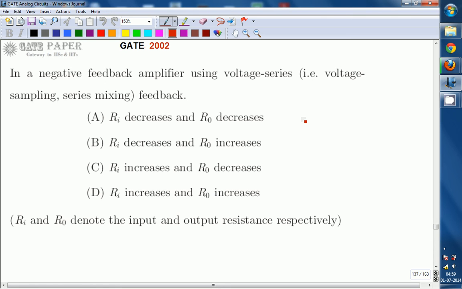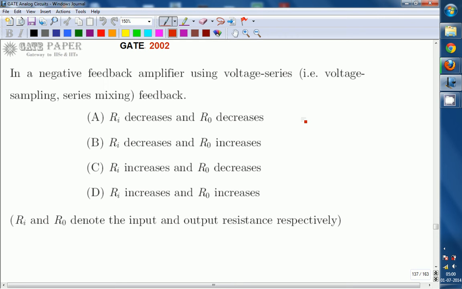Hello, we are discussing the GATE 2002 ECE paper and the topic is analog circuits. In a negative feedback amplifier using voltage series feedback, that is voltage sampling and series mixing, what happens to Ri and R0? Ri and R0 denote input and output resistances respectively. Whether they increase or decrease?